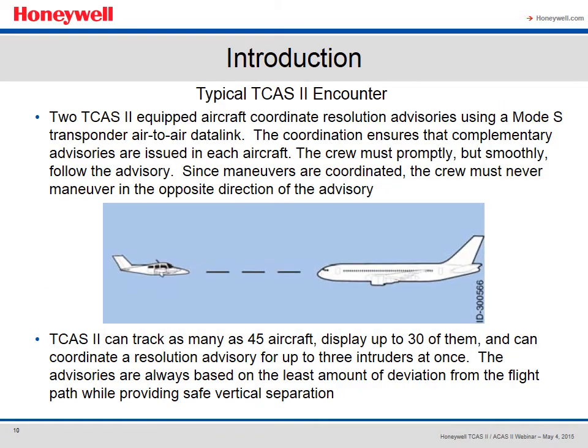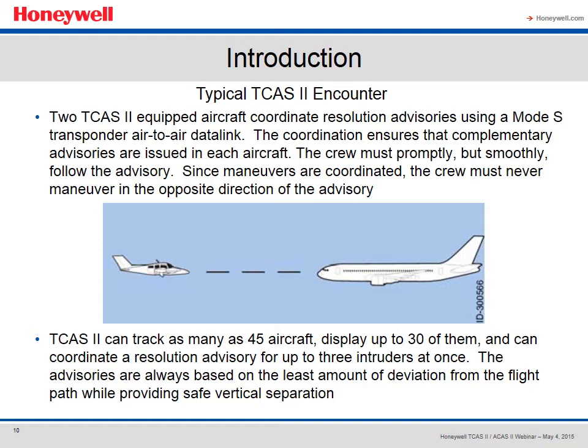So here's how a typical encounter would play out. Two TCAS-equipped aircraft compute the need for a resolution advisory. Using the Mode S transponder, air-to-air data link communication, complementary advisories are issued to each aircraft. In other words, if one is instructed to climb, the other will be instructed to descend. If the crew in each aircraft promptly follows the advisory, the collision threat is avoided. Since the maneuvers are coordinated, the crew must never maneuver contrary to the advisory.